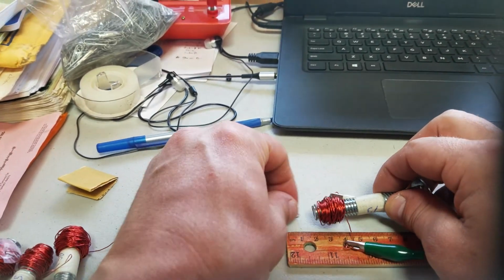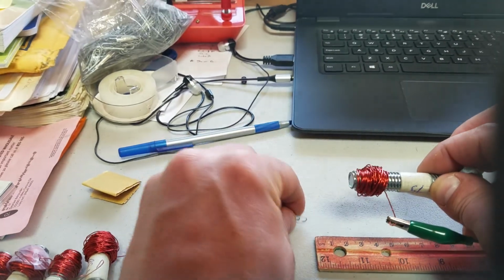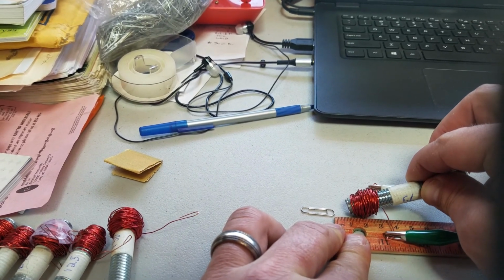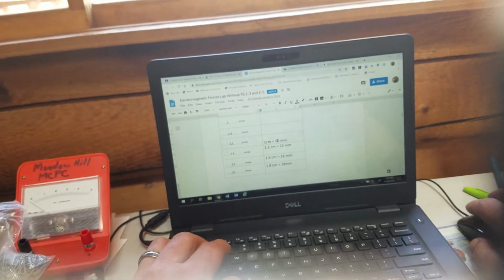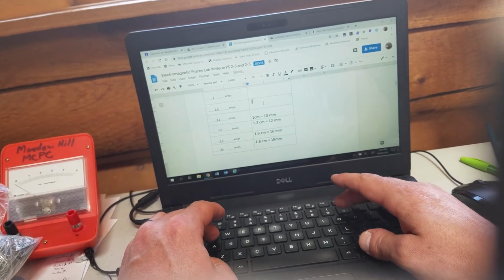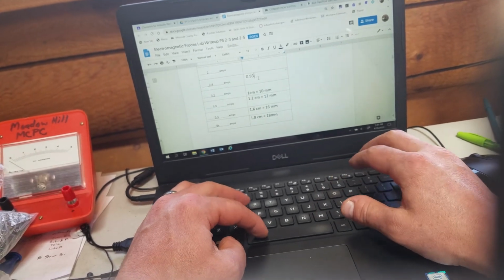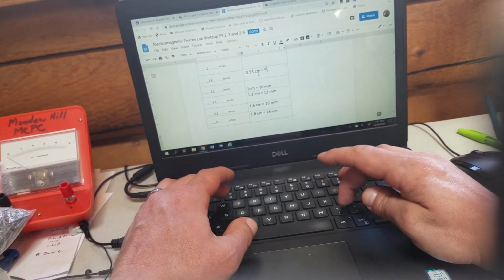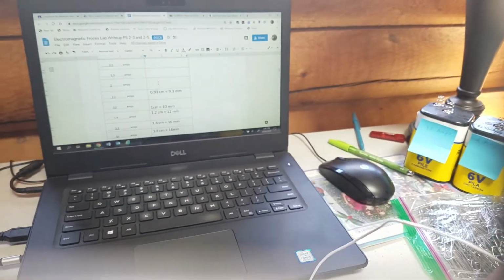That was about 9 millimeters. A little bit more on that one, about 1. And about 9 again. So I'm going to average that one. I'll say 9.3, or actually that would be 0.93 centimeters, which is equal to 9.3 millimeters. All right, let's try the 2 amp battery here.